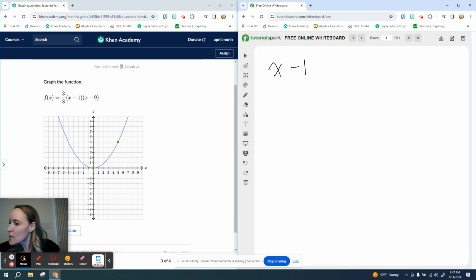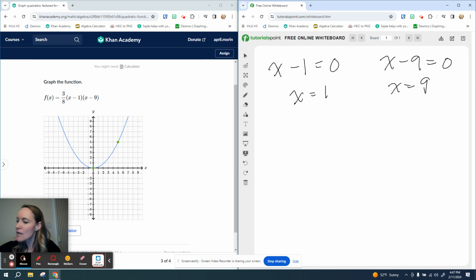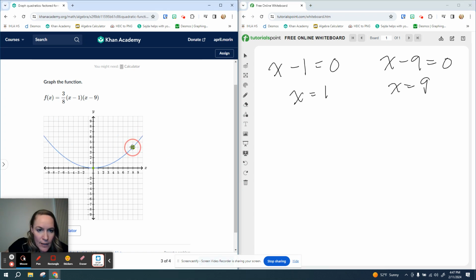X minus 1 equals 0. X minus 9 equals 0. X equals 1. X equals 9. Okay, I just need to find the midpoint. So I'm going to graph X equals 9. And then this is a positive function, right? I don't have a negative right here. So I know it's going to be opening upward.